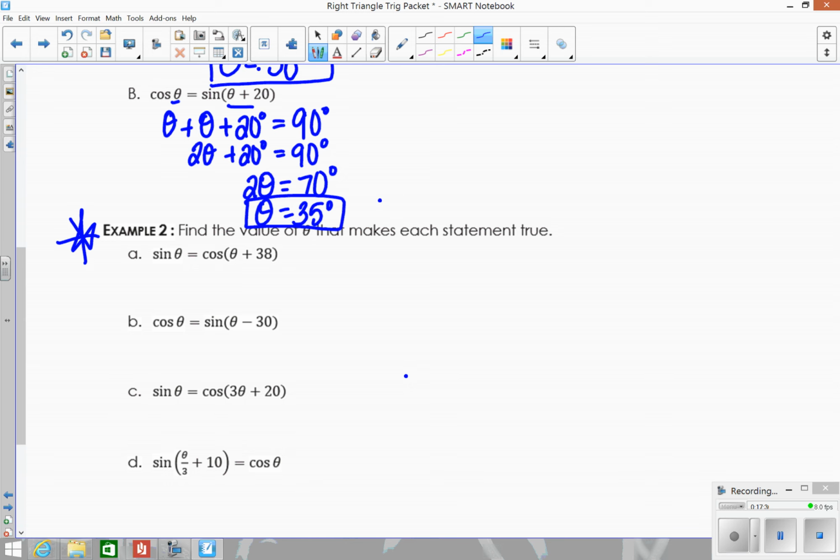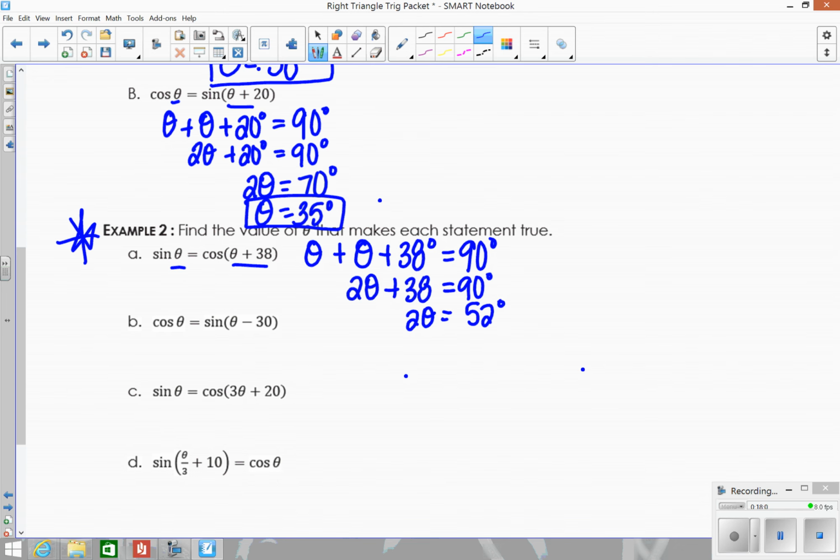Okay, so hopefully you had enough time to complete most of these. Maybe you didn't get all of them, but that's okay. So let's quickly just go through these answers. So again, I'm just going to add these up, set them equal to 90. So when you do this, you get 2 theta plus 38 equals 90. Subtract 38, so you get 2 theta equals 52. Divide by 2, so you get theta equals 26.